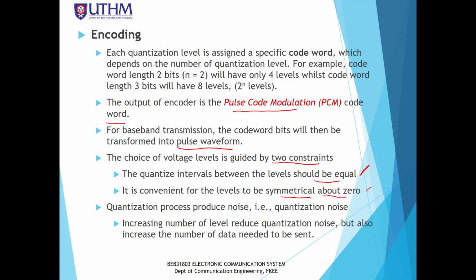Okay, so quantization process produce a quantization noise. Ini macam saya katakan tadi, increasing the number of level will reduce the quantization noise. Macam saya katakan tadi, kalau kita increase the quantization level, we will make the rounded up value to be smaller. That means we can reduce the noise. Okay, but also increase the number of data need to be sent. So ni yang saya katakan sebagai bandwidth akan menjadi semakin besar. So akan ada give and take.